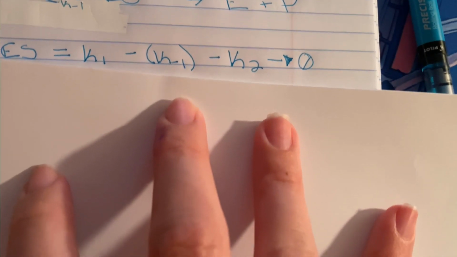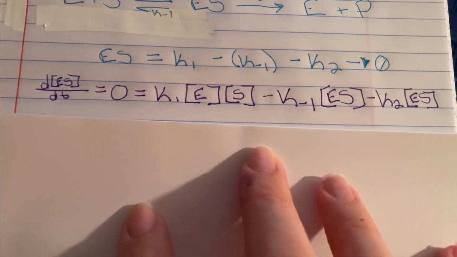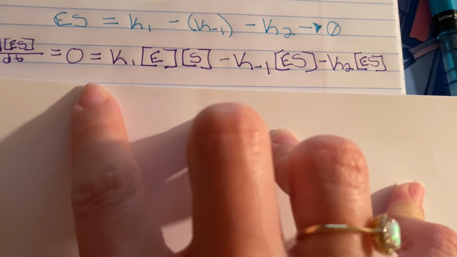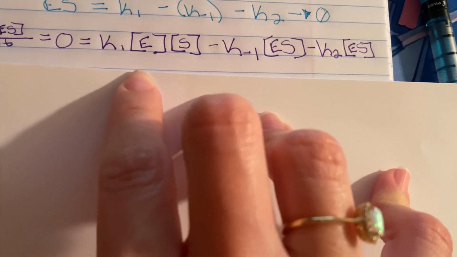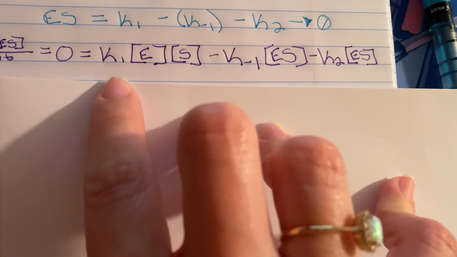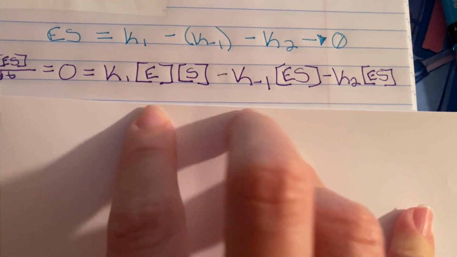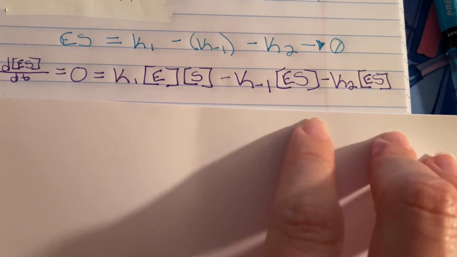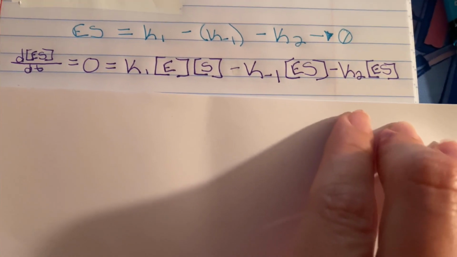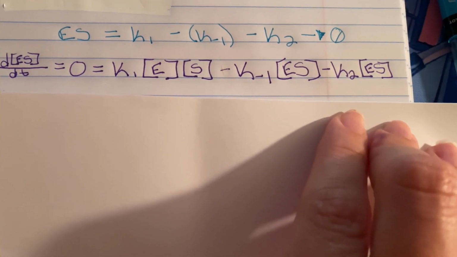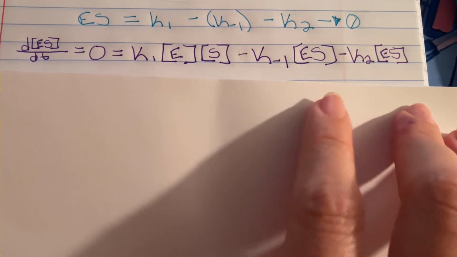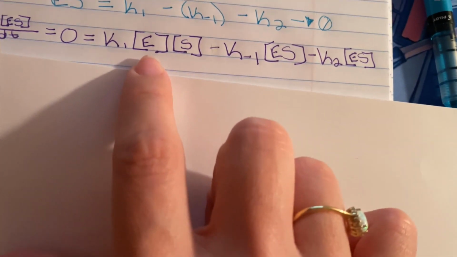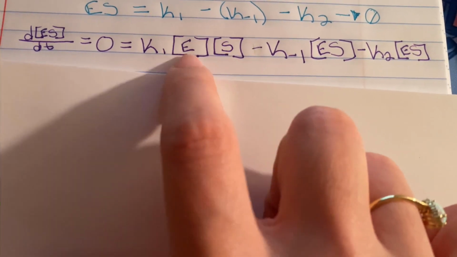Now the proper equation utilized is going to be this one down here, which is the instantaneous rate of change, which is equal to 0, which equals K1 multiplied by the enzyme concentration multiplied by the substrate concentration, minus K negative 1 multiplied by the enzyme substrate complex, minus K2 multiplied by the enzyme substrate complex. Now the difficulty that we have with this is we do not know the unbound enzyme concentration, what this is.